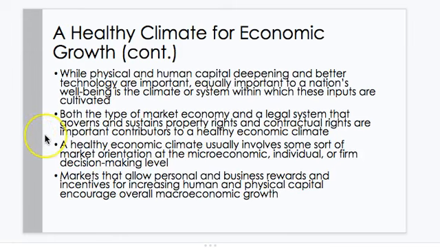Continuing on, while physical and human capital deepen, better technology is important. Equally important to a nation's well-being is the climate or system within which these inputs are cultivated. Both the type of market economy and a legal system that governs and sustains property rights and contractual rights are important contributors to a healthy economic climate. A healthy economic climate usually involves some sort of market orientation at the microeconomic level or firm decision-making level. Markets that allow personal and business rewards and incentives for increasing human and physical capital encourage overall macroeconomic growth.